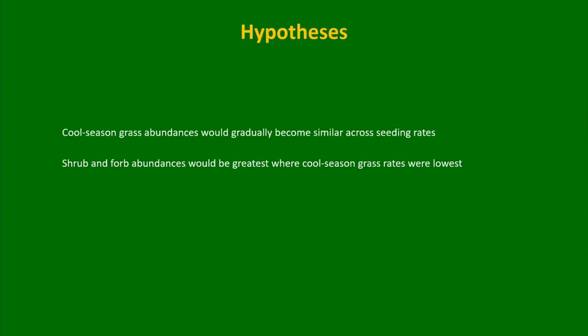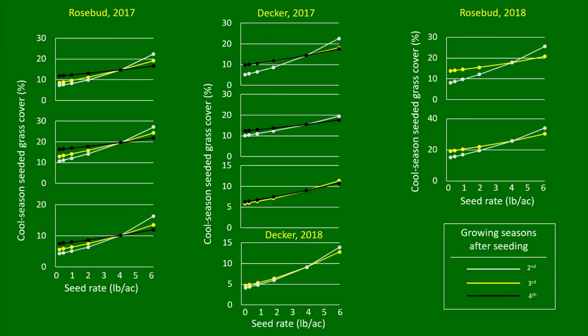Our hypothesis with this is that the cool season grass abundances would gradually become similar across seeding rates. And that hypothesis is informed by the experiment from two slides ago. But that shrub and forb abundances would be greatest where cool season grass rates were lowest. And here's what we saw in a bunch of these experiments.